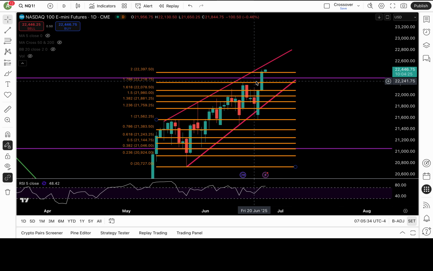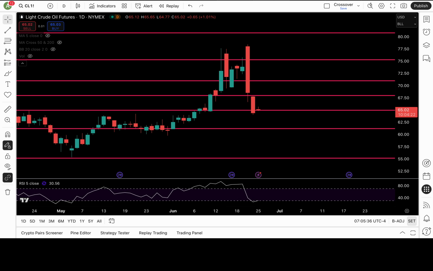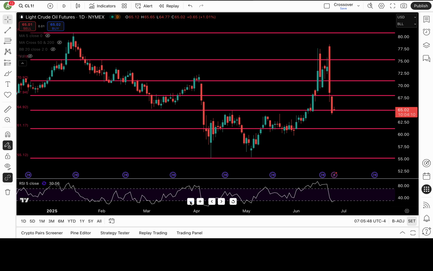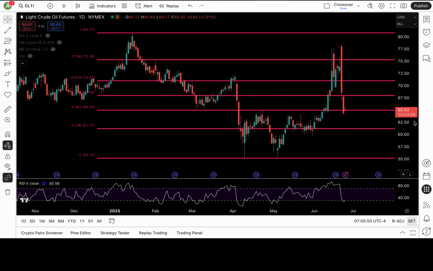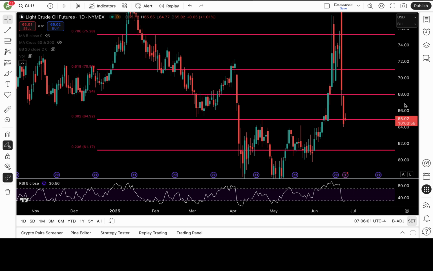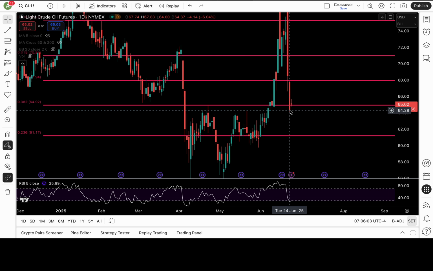All right. So that's NASDAQ. We're going to keep it moving and check out crude oil. Now, you can see in the last two candles, there's been some strong selling pressure. Lots of profit taking. So I'm wondering if there's going to be more profit taking. As of right now, I have that 65 Fibonacci level that I'm looking at. We actually lost this level yesterday as a support.